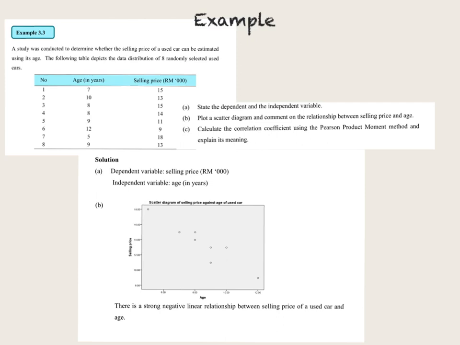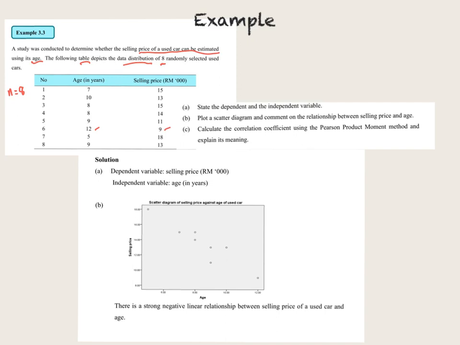A study is conducted to determine whether the selling price of a used car can be estimated using its age. The following table depicts the data distribution of 8 randomly selected used cars. So we have n equals 8 paired variables. Age 7 years, the selling price 15,000. If you use the car until 12 years, maybe you are going to sell it at 9,000. So this is the example of the data.